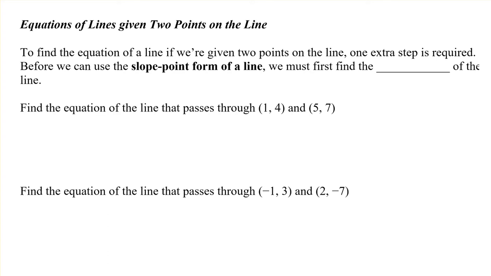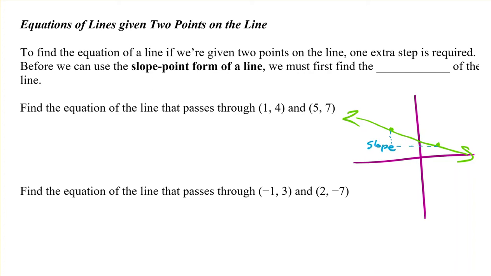Here we go. We're trying to do equations of lines given 2 points on a line. So if I've got 2 points of a line, let's just draw this up really quickly here. There is my axis, and I've got 2 points and a line going through them. If I've got 2 points on the line, I should be able to get the slope from those 2 points. And because I have the slope and one of these 2 points, it doesn't really matter which point, then I can make the slope point version of a line.